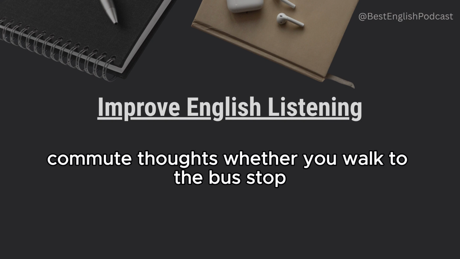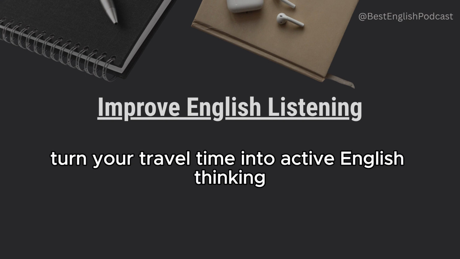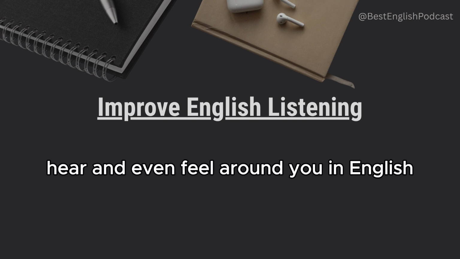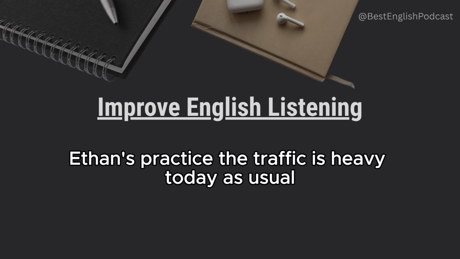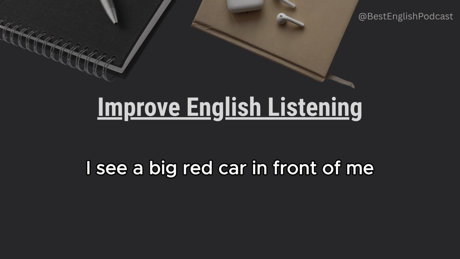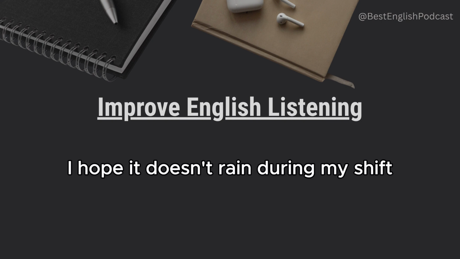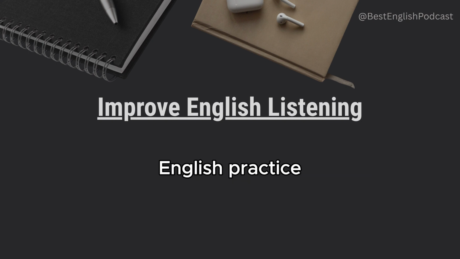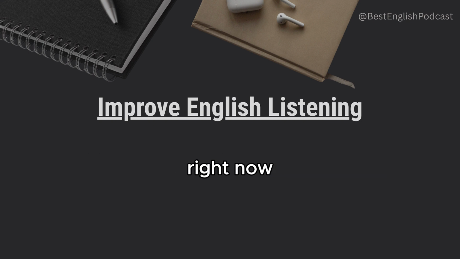Commute thoughts. Whether you walk to the bus stop, drive to work, or ride the subway, turn your travel time into active English thinking practice. Mentally describe what you see, hear, and even feel around you in English. Ethan's practice. The traffic is heavy today, as usual. I see a big red car in front of me. The sky is cloudy and looks like rain. I hope it doesn't rain during my shift. This changes those often boring moments into active English practice, constantly connecting the language to what's happening around you right now.